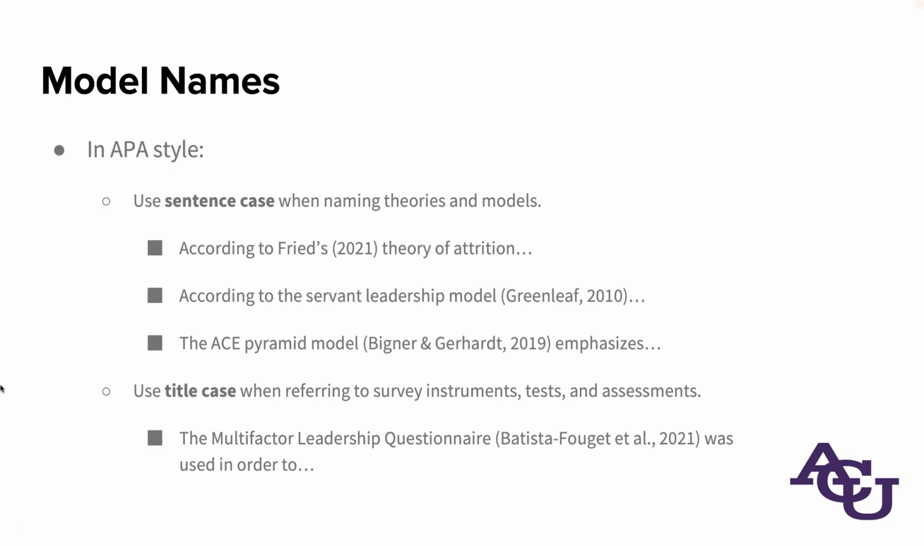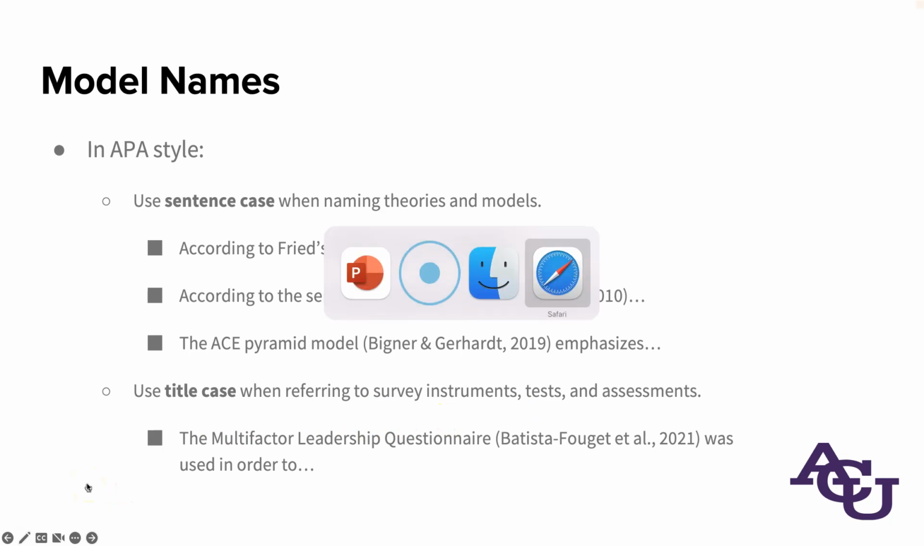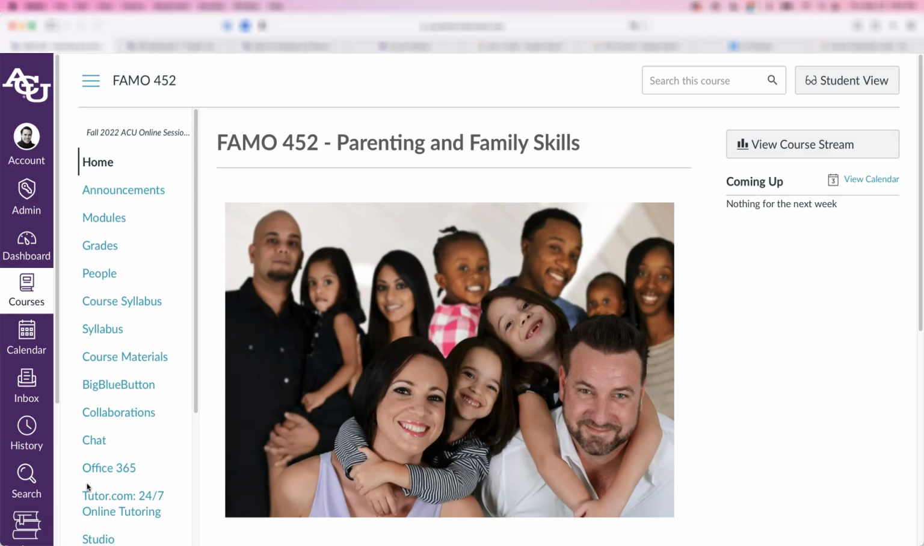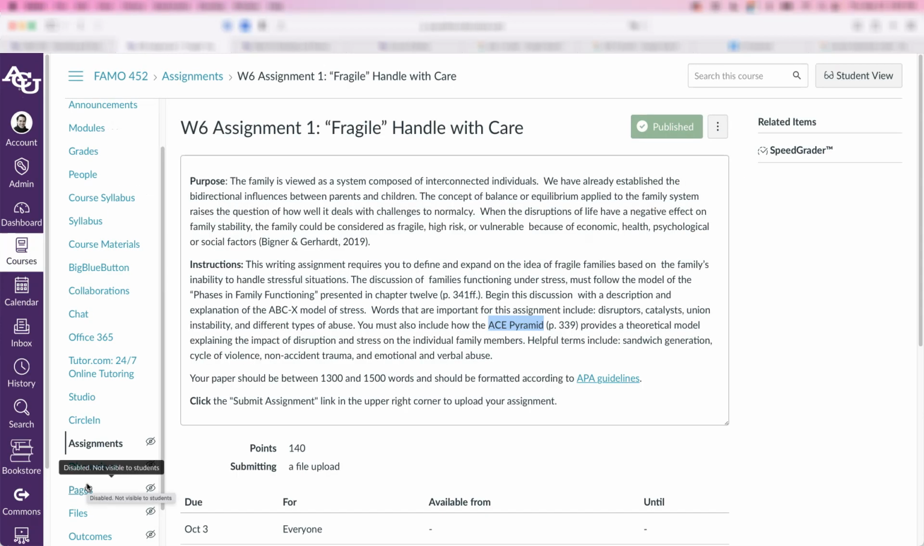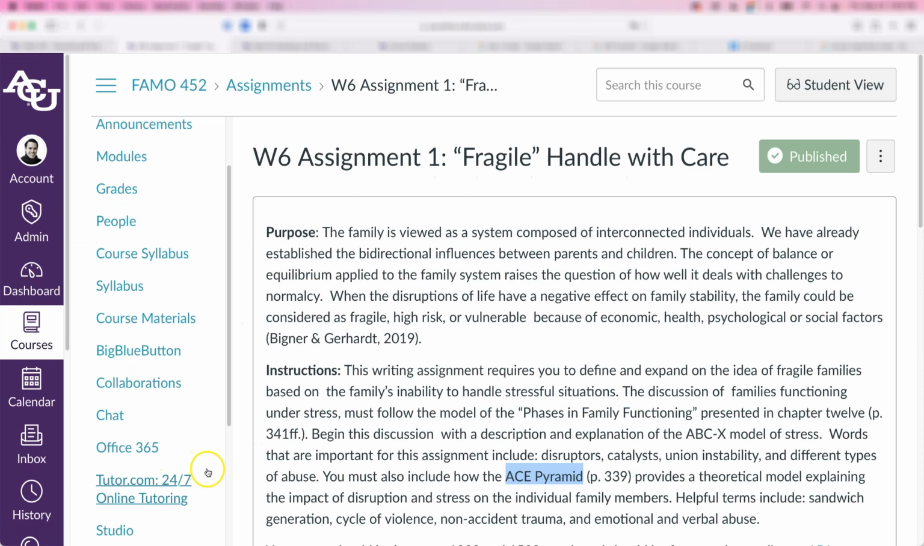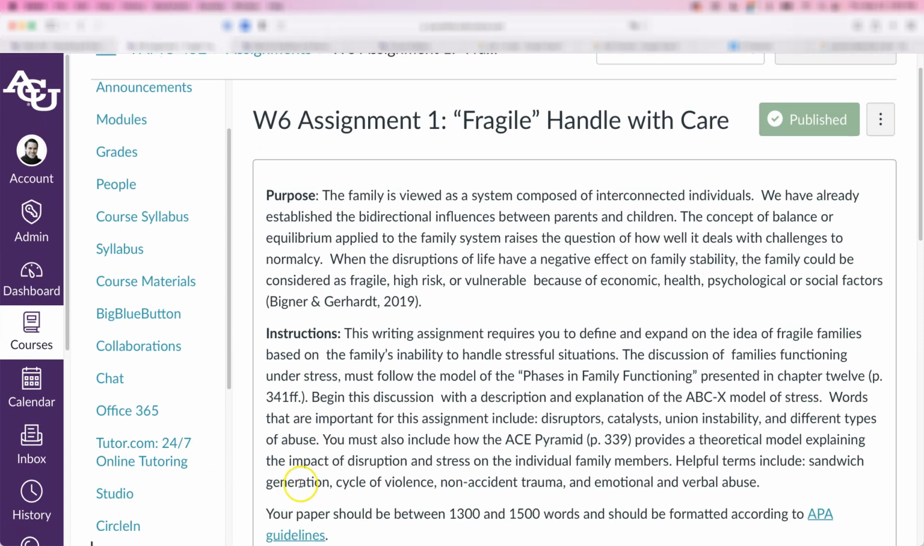Okay, now at this point, we're going to switch gears and we're going to look at a sample assignment. This one is coming from the FAMO program, and let's go take a peek. So this is FAMO 452, the Parenting and Family Skills course. And if we jump over to look at the Week 6 Assignment 1, Fragile, Handle with Care, we have a number of things. Let's listen to the assignment description, and then we will talk about what it's asking you to do in terms of the model and how that might translate to how you're referring to it and describing it. Okay, we start with a preamble for the assignment.